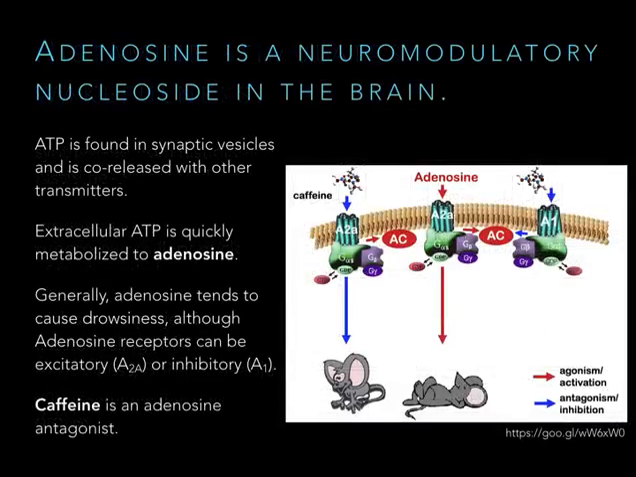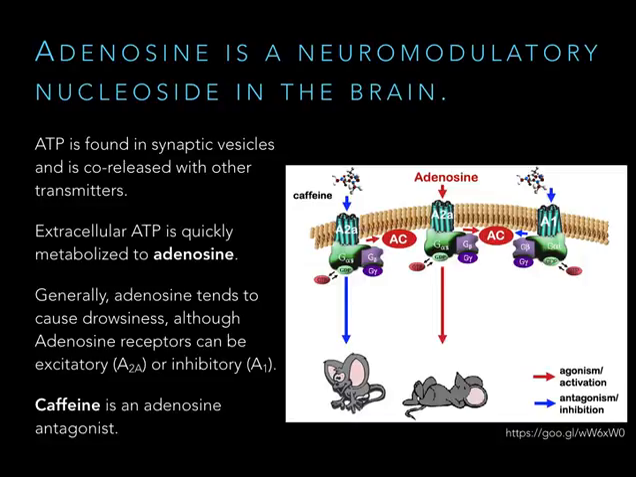Adenosine is another neuromodulatory transmitter. This is not made from amino acids. This is a derivative of nucleic acids. So ATP is going to be found in synaptic vesicles, and so when neurotransmitters are released, generally they also release some ATP. That ATP is rapidly broken down into adenosine, which will bind to adenosine receptors.